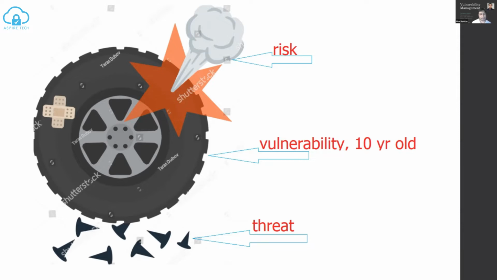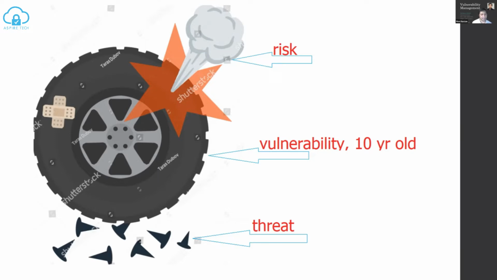So in this case, those nails are the threats, because they can cause damage. And my vulnerability is that tire, which happens to be 10 years old. That's what makes it more vulnerable than, let's say, a brand new tire. A brand new tire will be able to handle that threat a bit better. It's not an ideal situation, but a bit better than a 10-year-old tire. And because of that reduced vulnerability probability, the risk also varies. The older your system is, the higher the risk would be in that case.